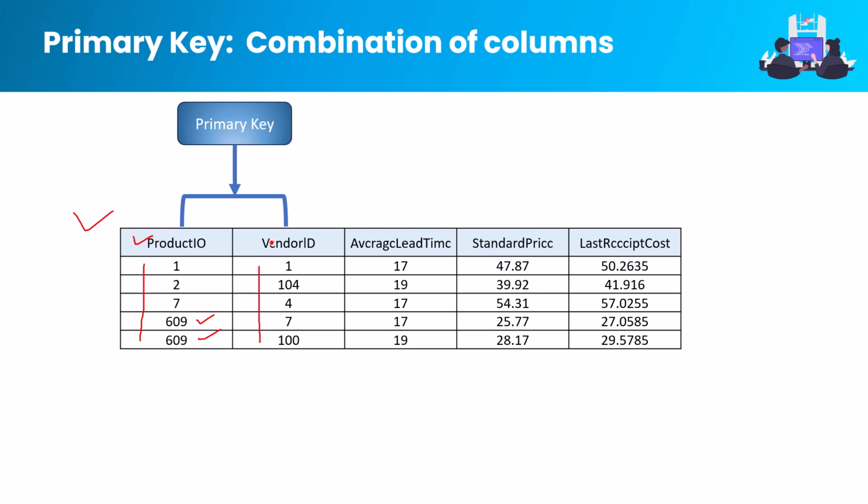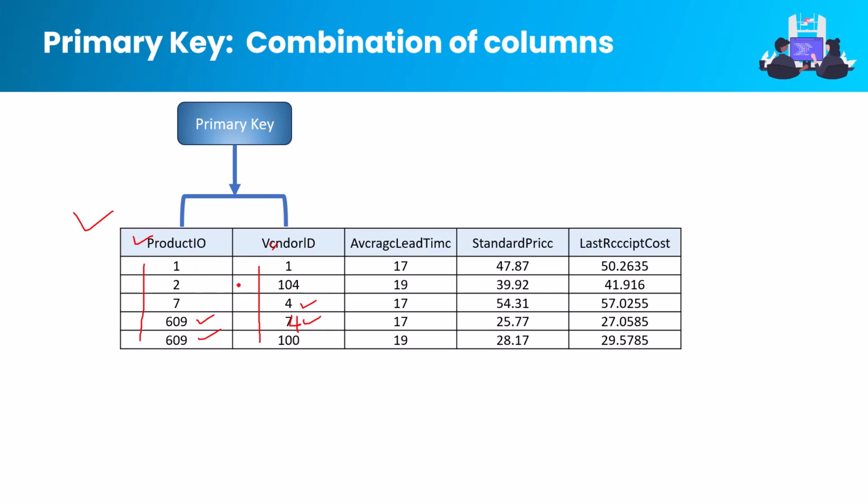In the case of vendor ID, you can see here 10447, and this is unique. But if I change it to 724, then this vendor ID will not be able to uniquely identify all the records present in this table, because this 4 here is not unique.